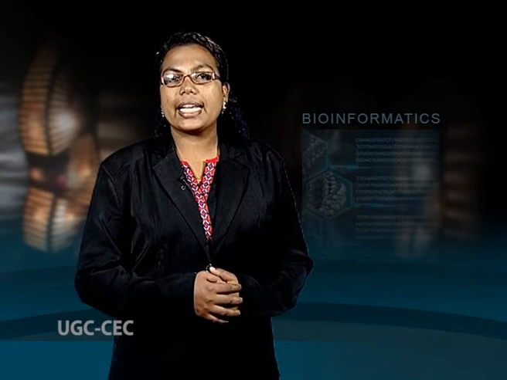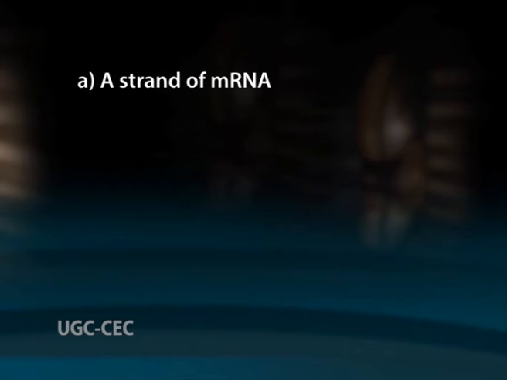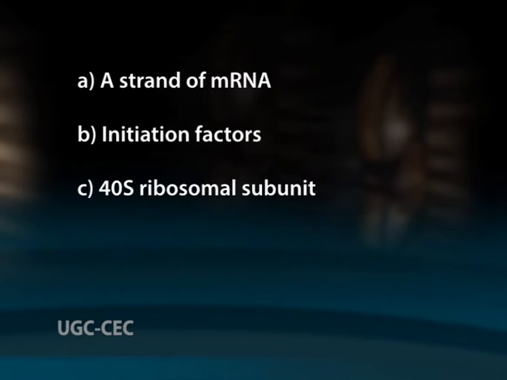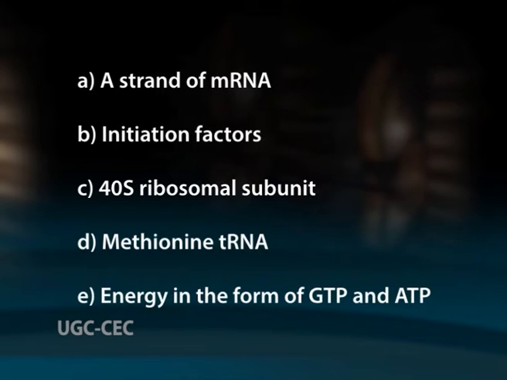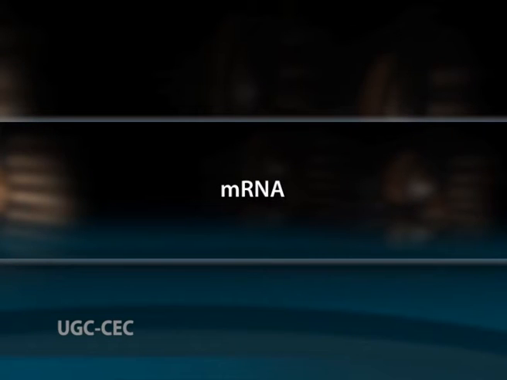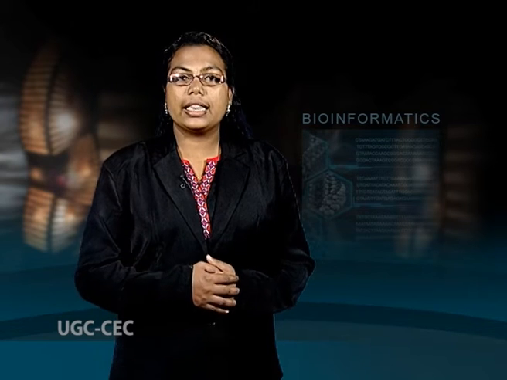Initiation factors are required for this process. The 43S pre-initiation complex consists of the following molecules: A, a strand of mRNA; B, initiation factors; C, 40S ribosomal subunit; D, methionine tRNA; and E, energy in the form of GTP and ATP. Let's discuss these molecules one by one. First one, mRNA. Eukaryotic mRNAs are monocistronic and use only one initiator codon, that is AUG. These RNA molecules contain the Kozak consensus.